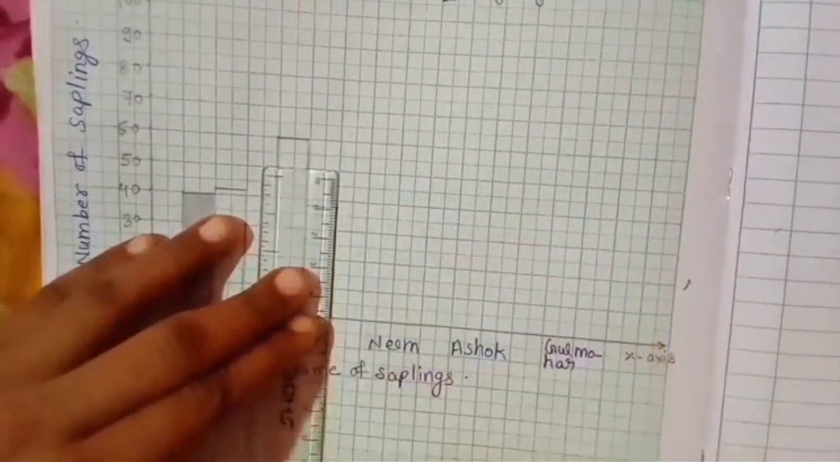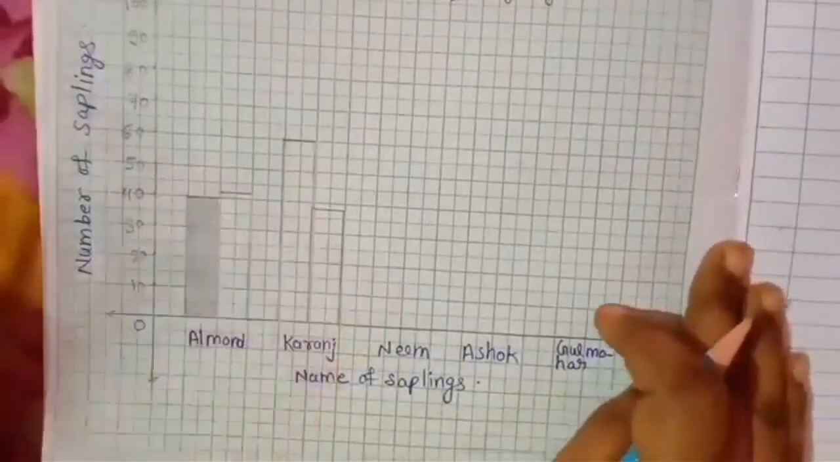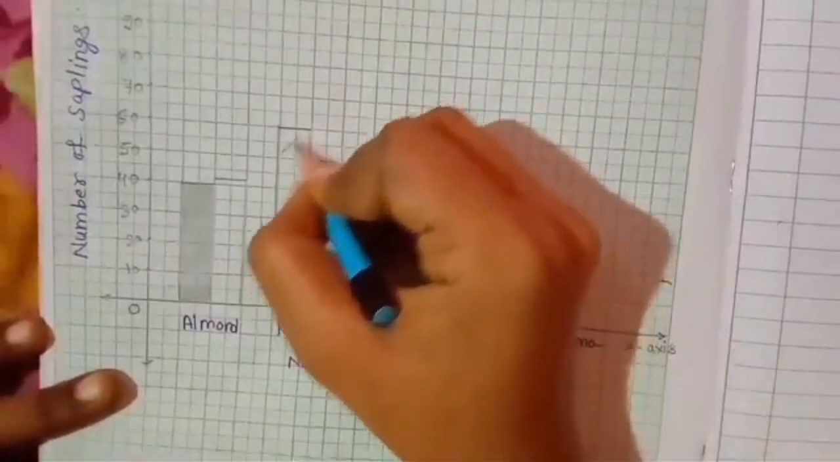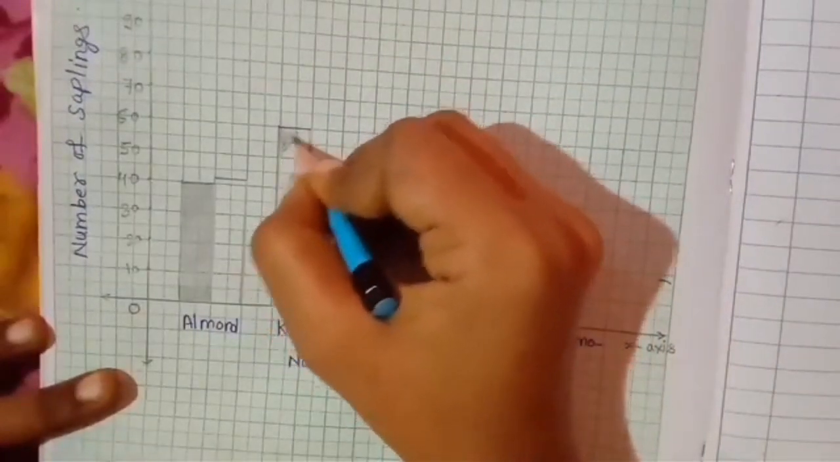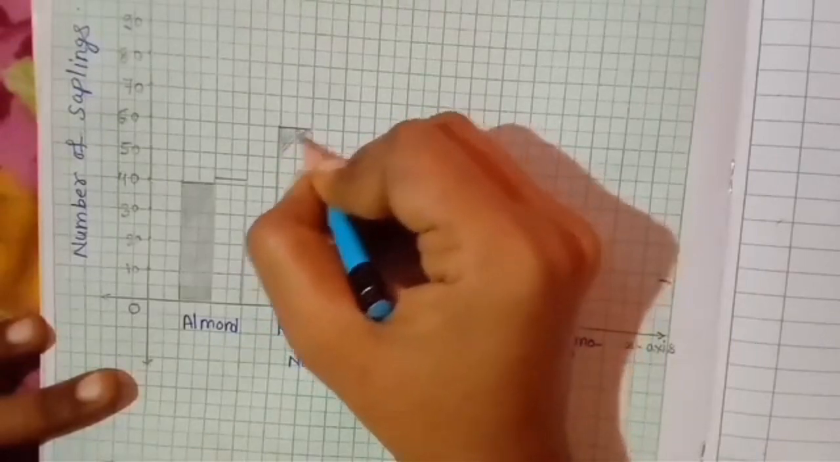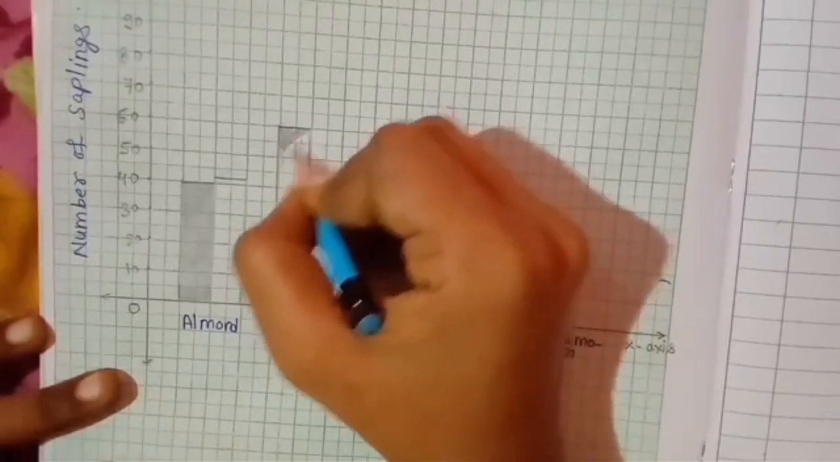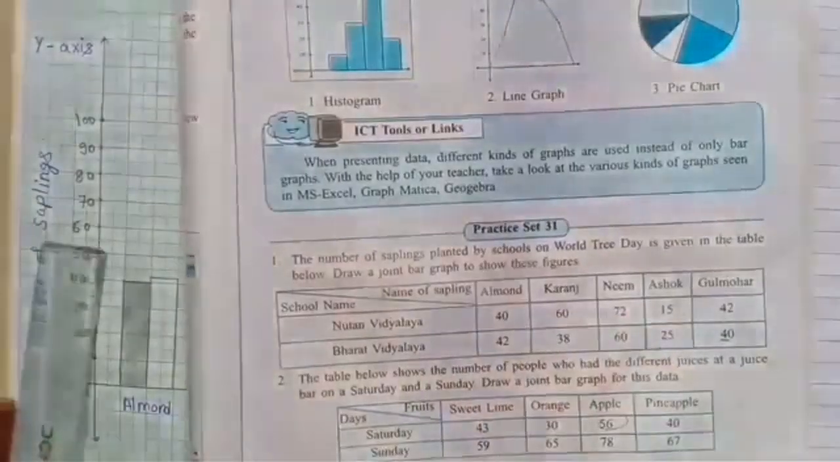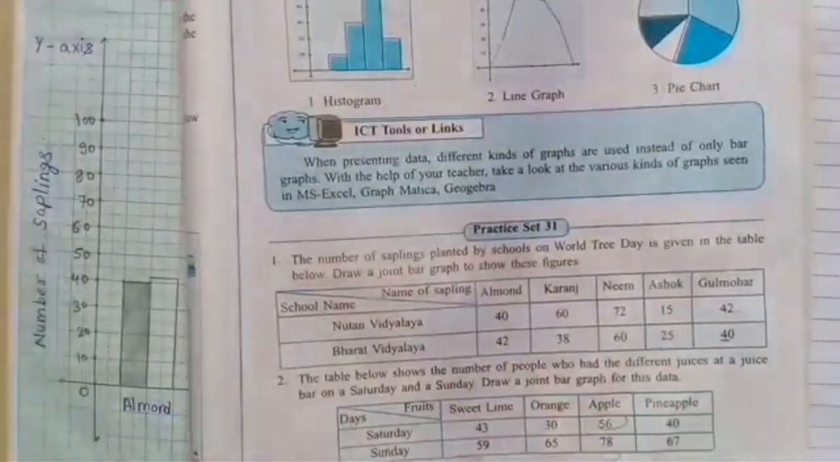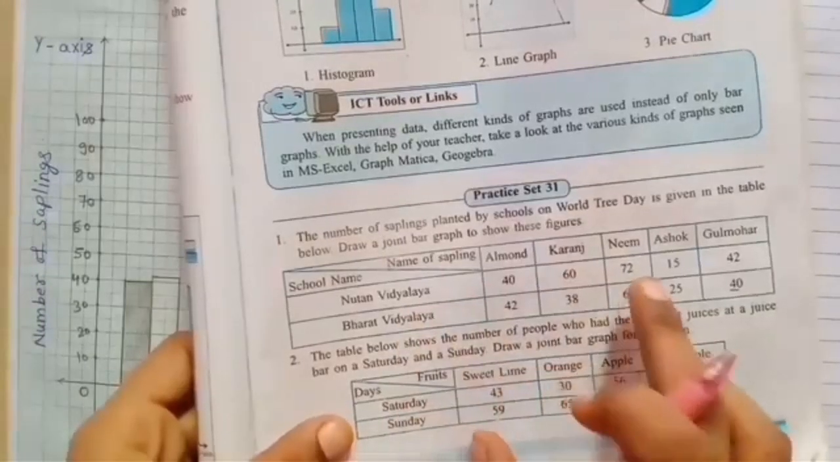So now in your scale you have taken shaded part for Nutan Vidyalay. So you will shade your first box, that is for Nutan Vidyalay, and you will keep your second box empty and that empty box is for Bharat Vidyalay. Now third tree is given, that is Neem. Neem given is 72 for Nutan Vidyalay and for Bharat Vidyalay they have given us 60.